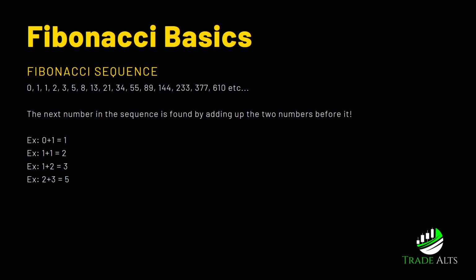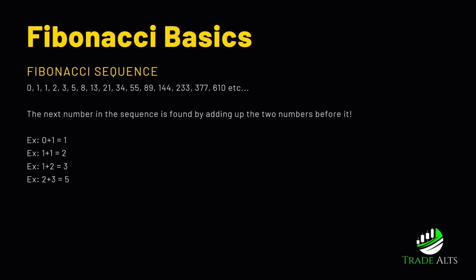So basically, the Fibonacci sequence starts off with 0, then it goes to 1, then 1 to 2. And quite simply, the next number in the sequence is found by adding up the two numbers before it. So I give you 4 examples there. You literally are starting at the very beginning of the sequence. So 0 plus 1 equals 1, 1 plus 1 equals 2, 1 plus 2 equals 3, and 2 plus 3 equals 5. And it goes so on and so forth.